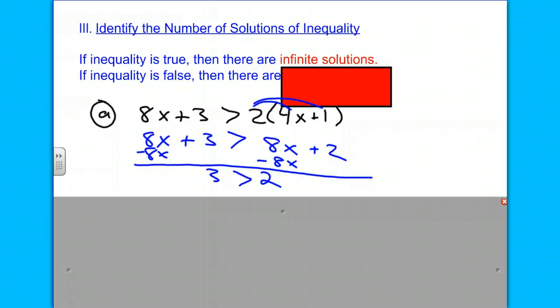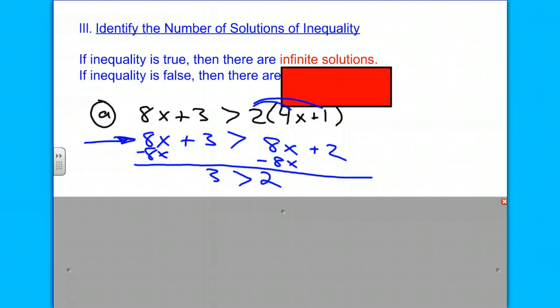Or if we take a look at this line here, where she simplified both sides, give me a number, any number at all. I hear 5. So what is 8 times 5? 40 plus 3 is? 43. And 40 plus 2 is? 42. Is 43 greater than 42? Yeah. So we could put anything at all into this.